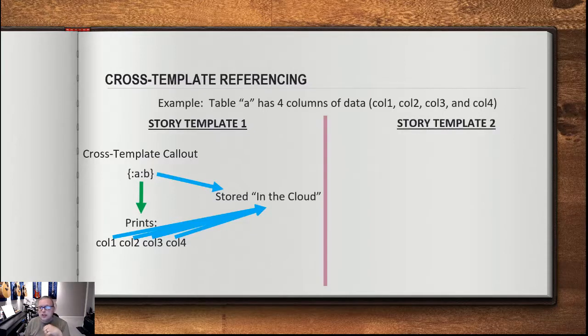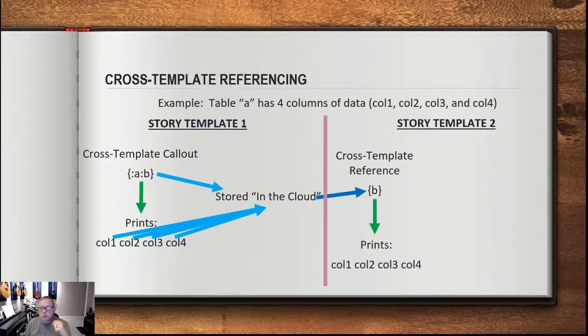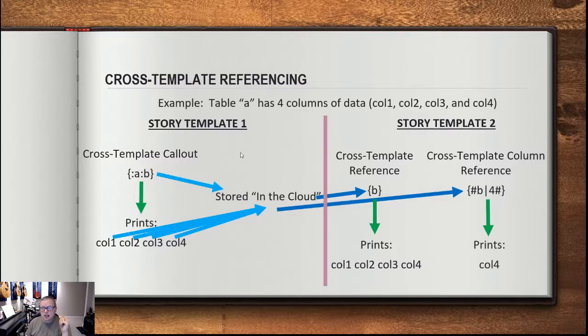So we have story template 2. When we want to reference that, we just use squiggly brackets and our storage name, so in this case B, or our custom name. And when we do that, it will take it from the cloud and print all 4 columns. We can also column reference that. Inside our squiggly brackets, we can put our column reference for our custom name and column 4, and we will just get column 4. So this also works with the hidden feature with the question mark, which is super handy.